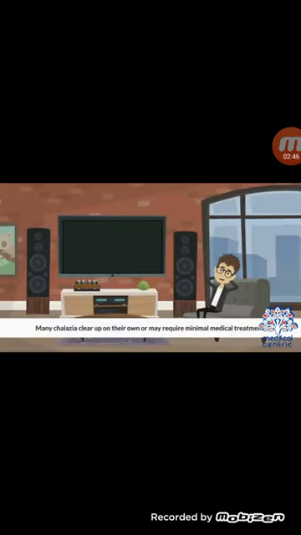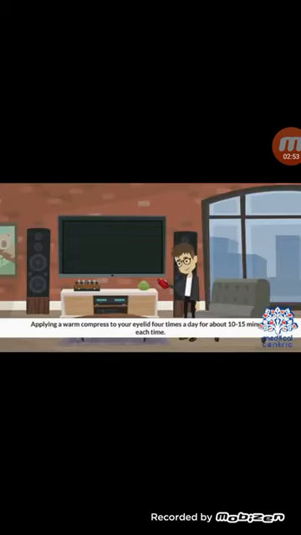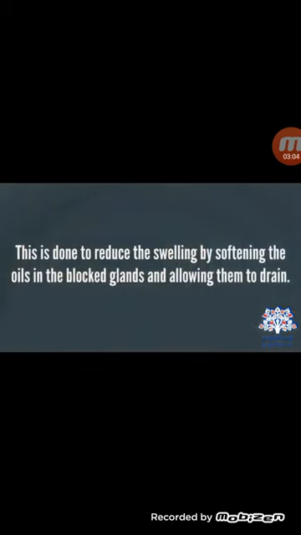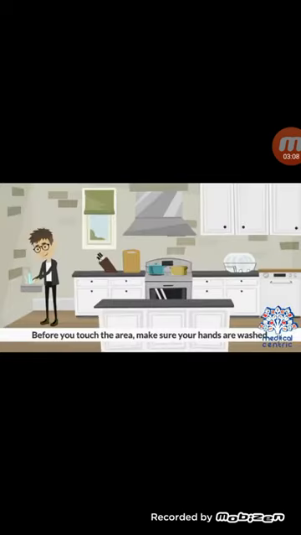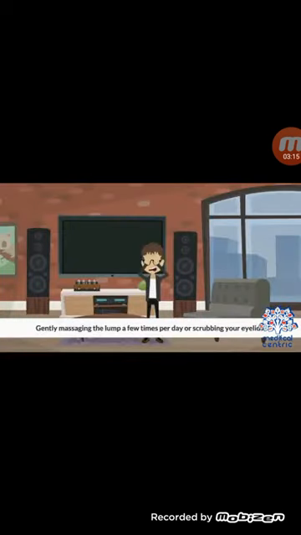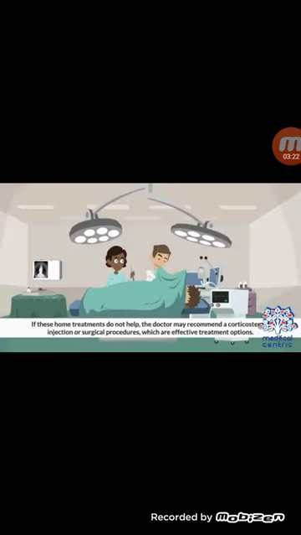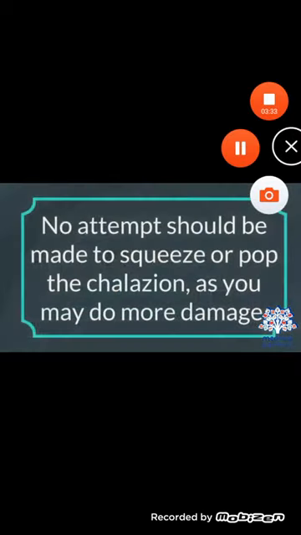Treatment. Many chalazia clear up on their own or may require minimal medical treatment. Treatment options may include applying a warm compress to your eyelid 4 times a day for about 10 to 15 minutes each time. This is done to reduce the swelling by softening the oils in the blocked glands and allowing them to drain. Before you touch the area, make sure your hands are washed. Gently massaging the lump a few times per day or scrubbing your eyelids. Prescription eye drops or eyelid creams. If these home treatments do not help, the doctor may recommend a corticosteroid injection or surgical procedures, which are effective treatment options. No attempt should be made to squeeze or pop the chalazion, as you may do more damage.